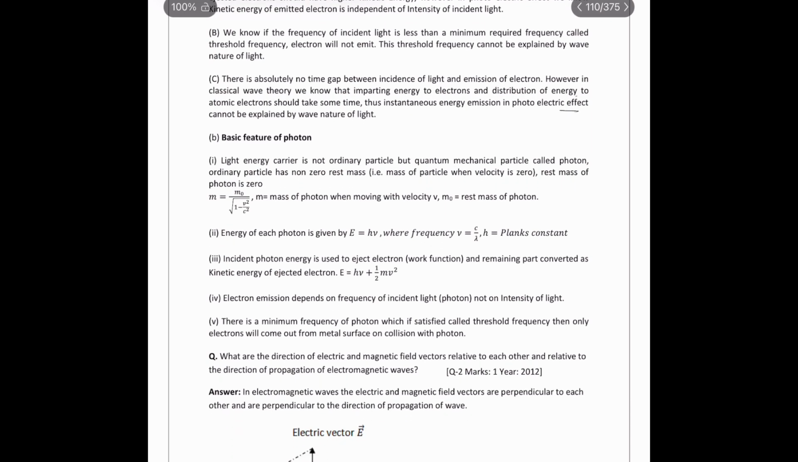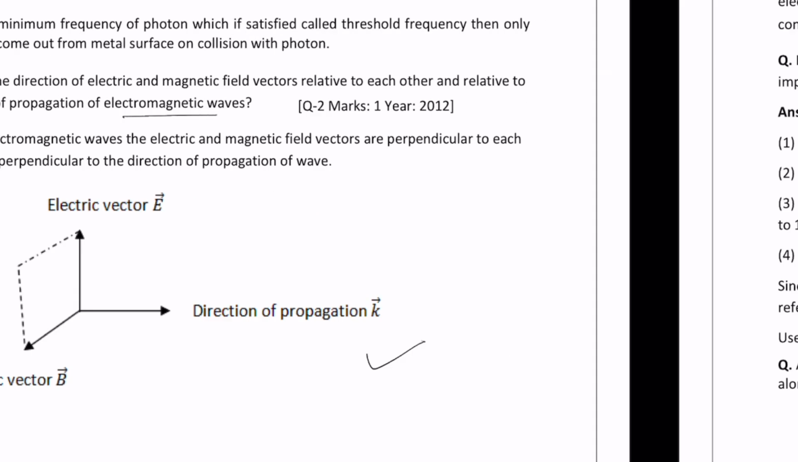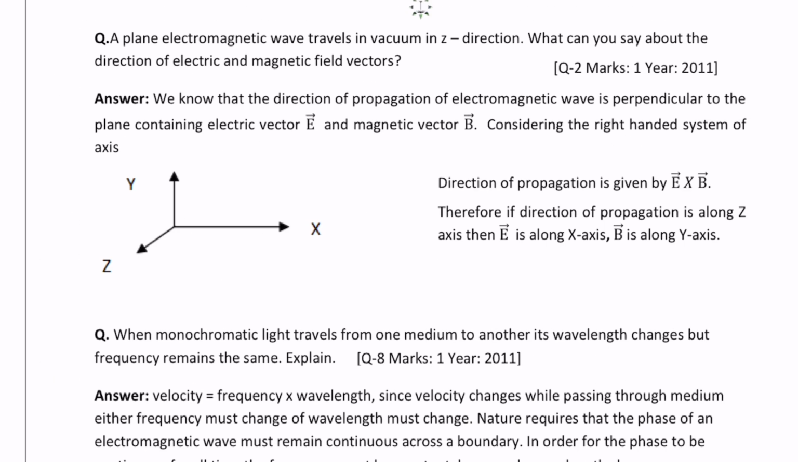What are the directions of electric and magnetic field vectors relative to each other and relative to the direction of propagation of an electromagnetic wave? So this is already explained, okay. Next question. A plane electromagnetic wave travels in vacuum in z direction. What can you say about the direction of electric and magnetic vectors? Same question.